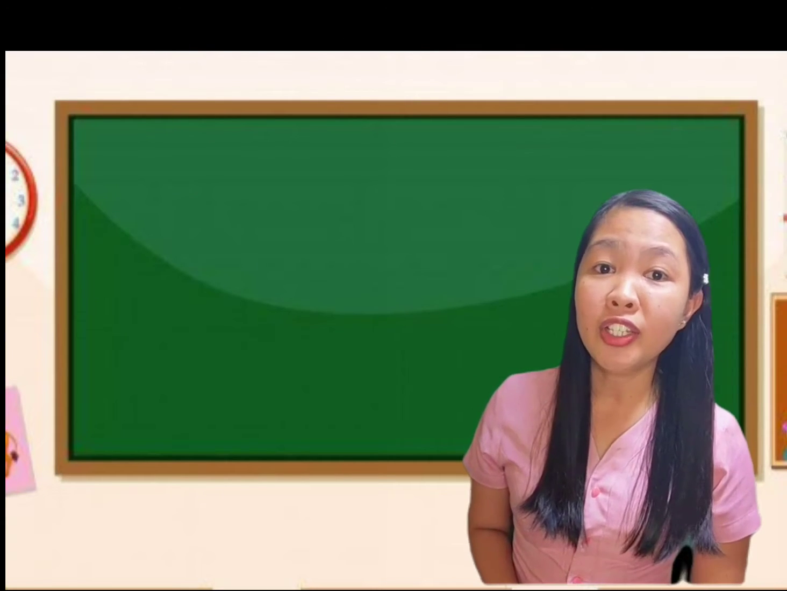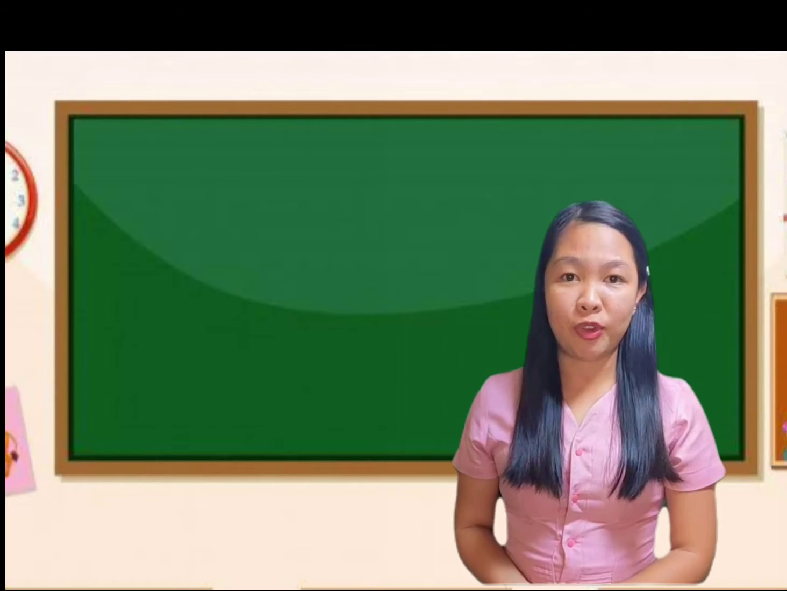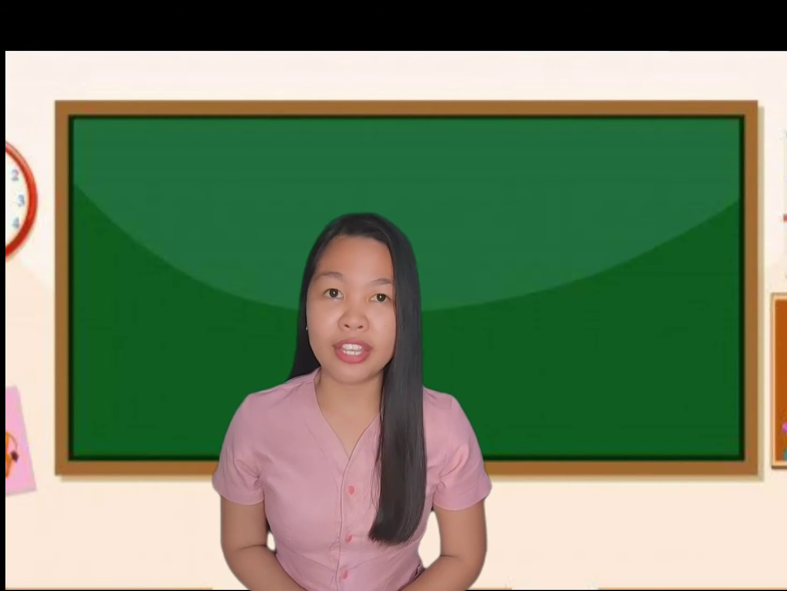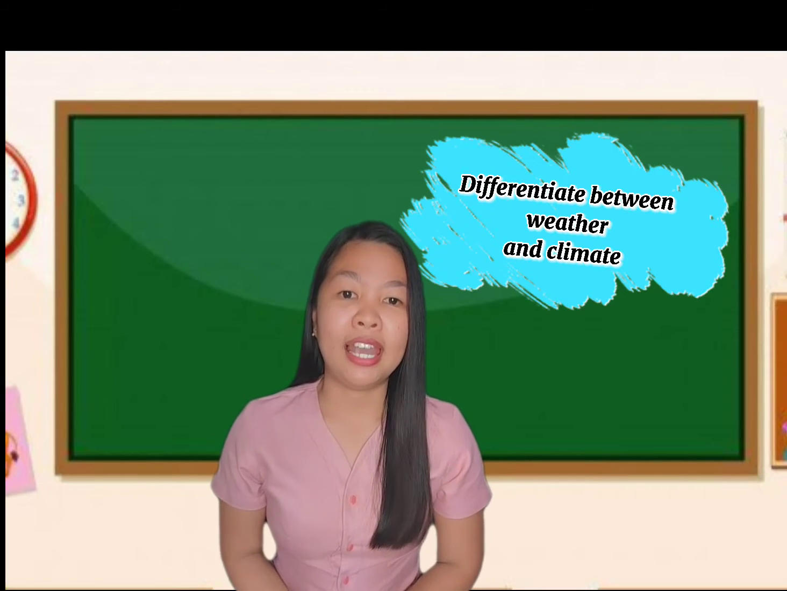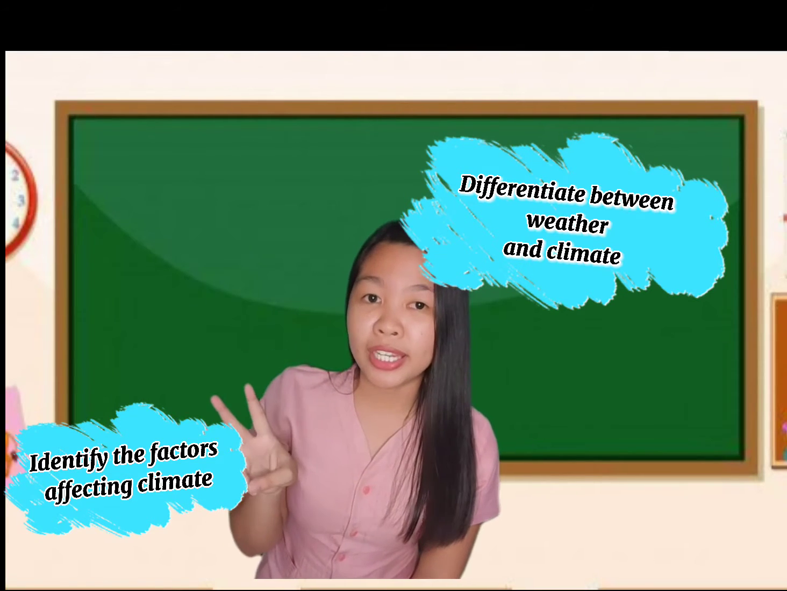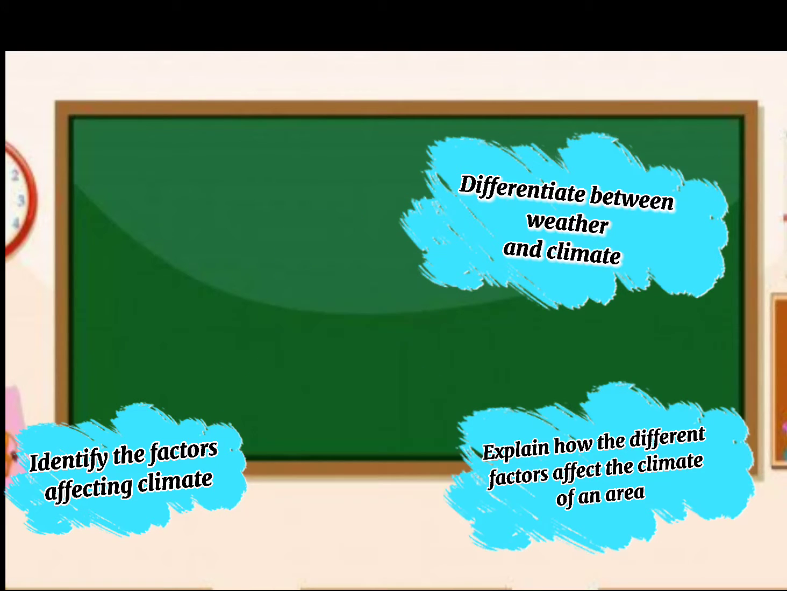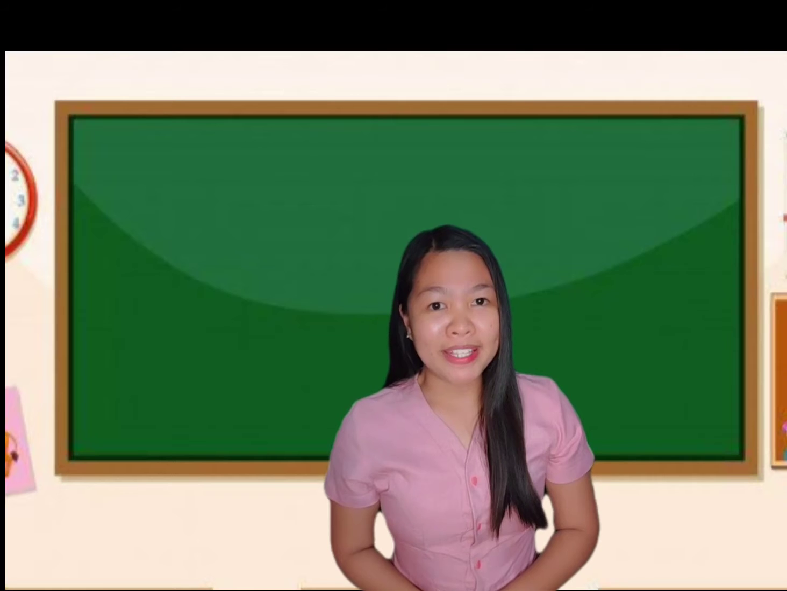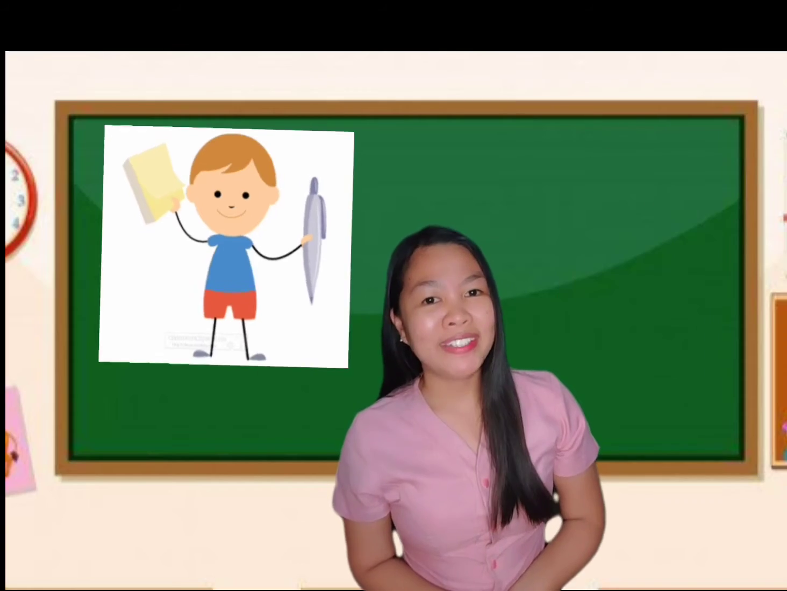Are you excited to learn new things today? Great! This video lesson I made is perfect for you. So here are the objectives that you need to attain after watching this video. Number 1, differentiate between weather and climate. Number 2, identify the factors affecting climate. Number 3, explain how the different factors affect the climate of an area. So what are you waiting for, my dear learners? Find a comfortable place, bring paper and pen with you, and most importantly, keep on watching!